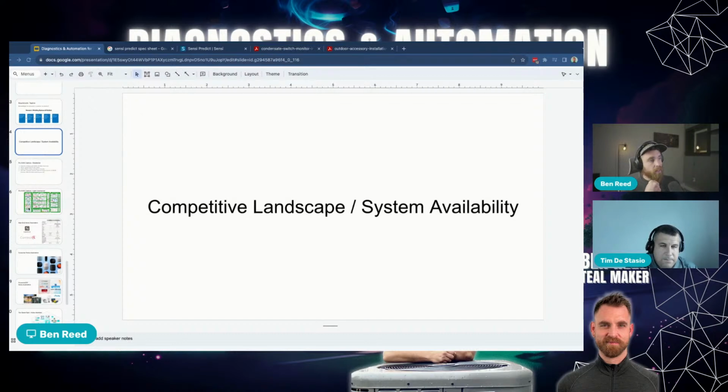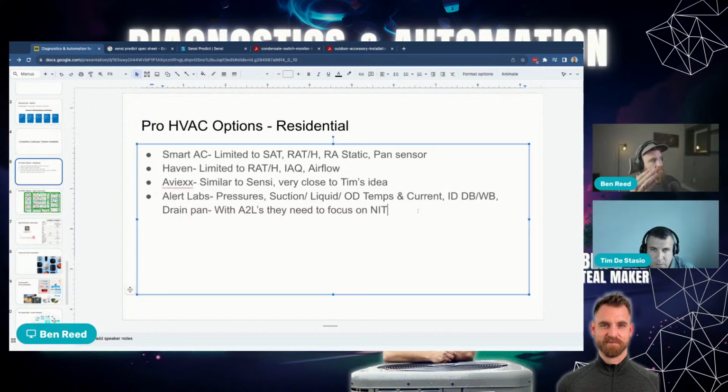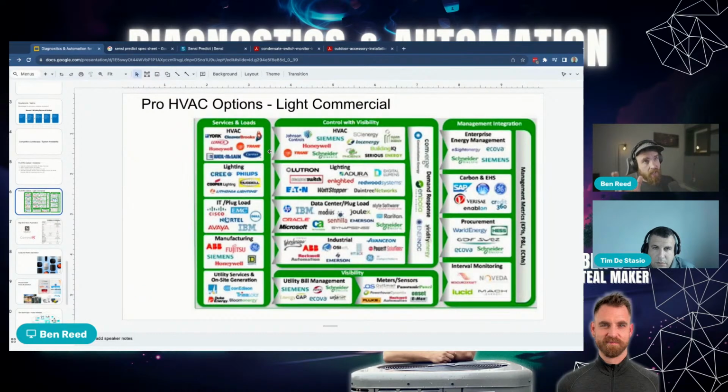Thinking of the void on the competitive landscape side, on the pro options for residential HVAC monitoring, this is a very slapped-together list, which is non-conclusive. So there's a whole bunch more information that we need to put on here. But on the pro HVAC side, there's a bunch of stuff already on the market. On the commercial side, there are thousands and thousands of options, so it doesn't really make sense to try to build anything that fits into that.